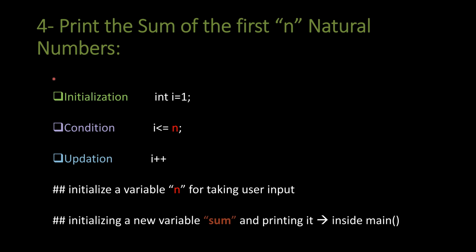Our fourth example is printing the sum of first n natural numbers. Here the modification is that we will declare a new variable n inside the main function along with the sum variable, and this new variable will be used for taking the user input, and then inside the for loop the conditional statement will be changed such that our loop variable I should be less than or equal to n variable. So let's try this in the programs.